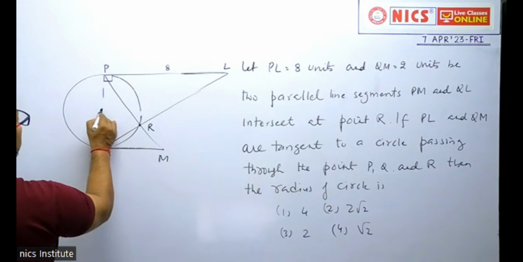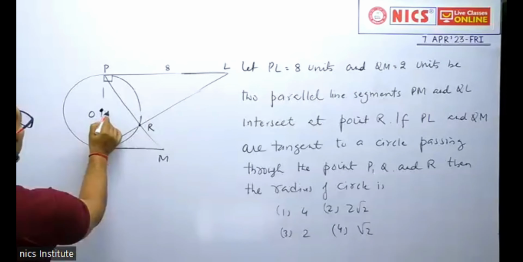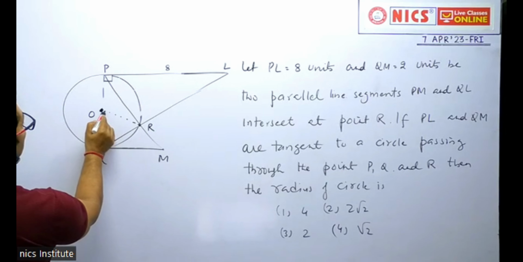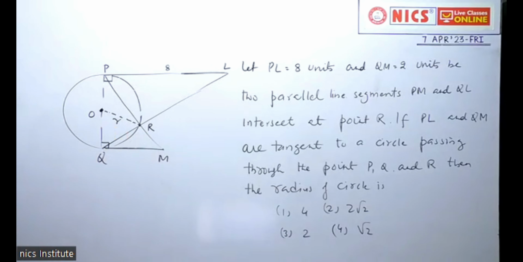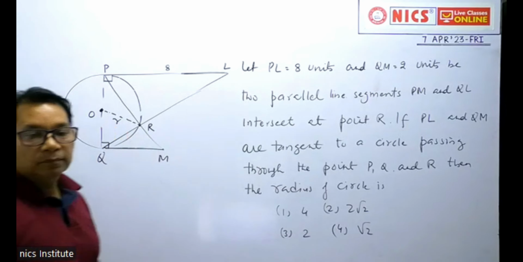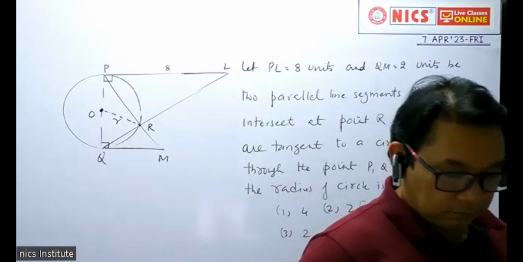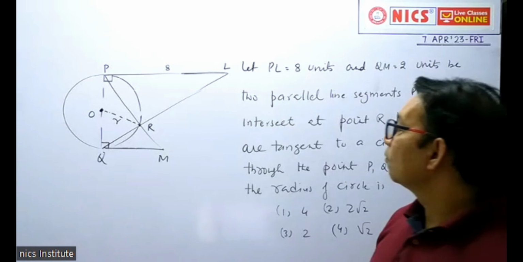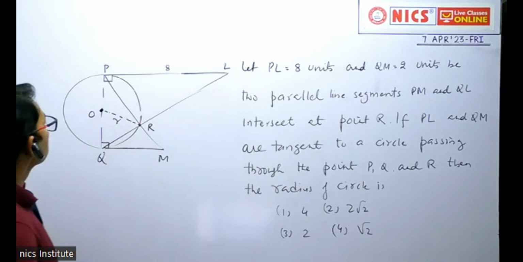This is the center of the circle. To join these, this would be the radius. We need to find the radius of the circle.